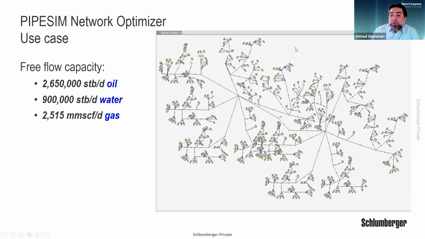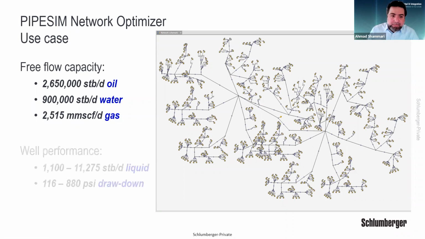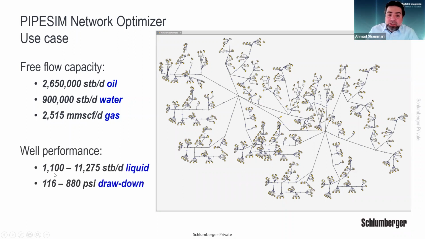So this is the overall production, what we call the free flow capacity. This is if we don't control any well, if we flow all the wells at maximum capacity. The well performance is ranging between 1,100 to 11,000. As you can see, there is a big range. And the drawdown is also ranging between 116 and 880 PSI. Okay, this is also a big range, right? So now we need to optimize this field.